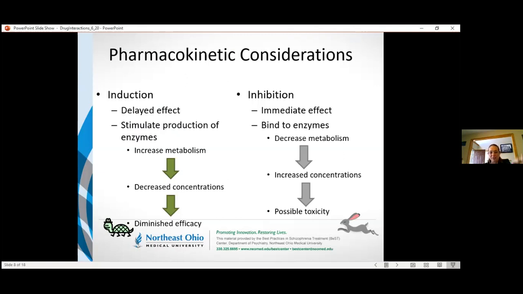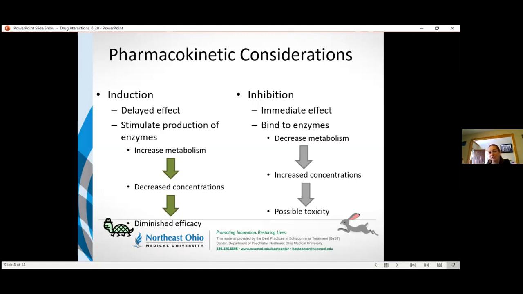So induction, more metabolism, but less effect. So they do move in opposite directions. And since it takes time, that's why we've got the little tortoise here on that side. On the flip side, with inhibition, many of these agents will bind specifically to the enzyme itself, and we can see an immediate effect where that enzyme is now no longer able to function at its true capacity.